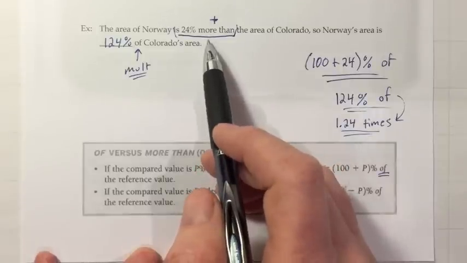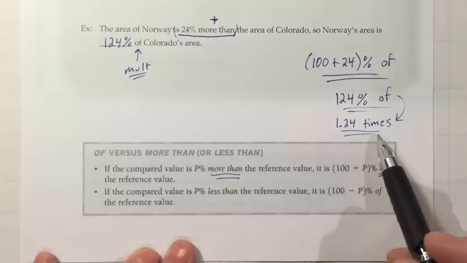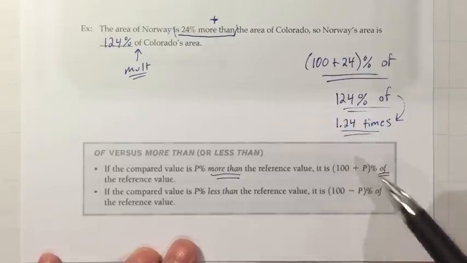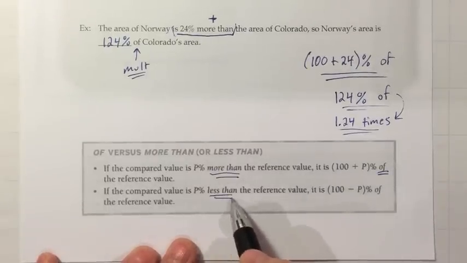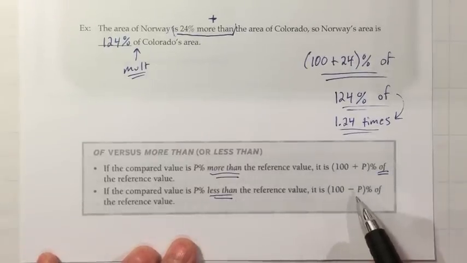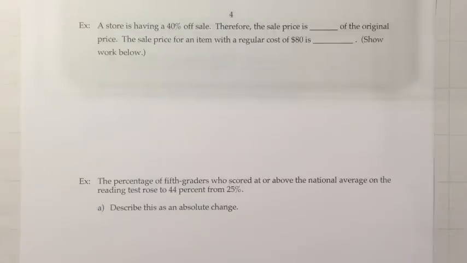So 24% more than is 124% of, or 1.24 times. Now if we're doing a less than instead, it's the same idea. You would just subtract it away, and we'll see an example of that on the next page. All right, moving on to another example.